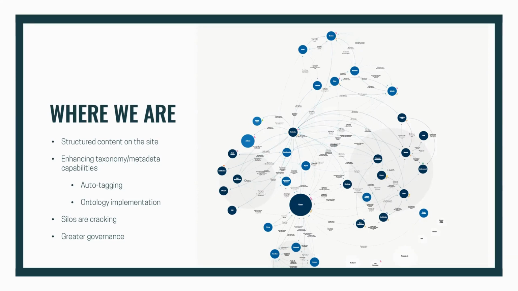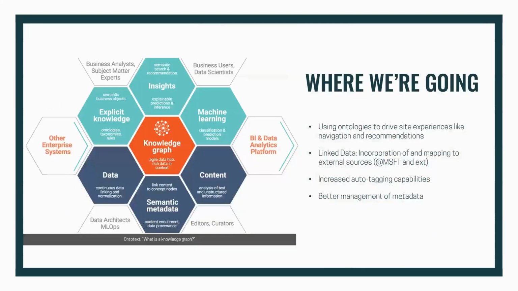Our silos are cracking because we have greater ability to point at content across our modalities, and we have better governance. Going along with the auto tagging and metadata capabilities, the ability to bulk tag has just been insanely useful. I can't imagine trying to do any of this without the ability to bulk tag. And that has been really essential in trying to get us to where we need to be for full-on knowledge graph implementation, at least from an IA standpoint.